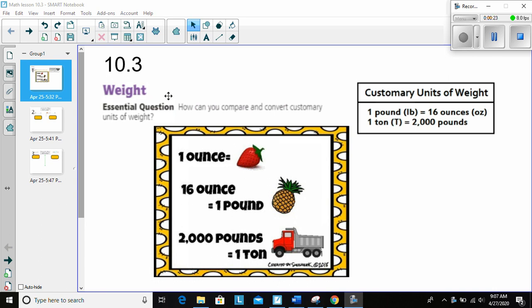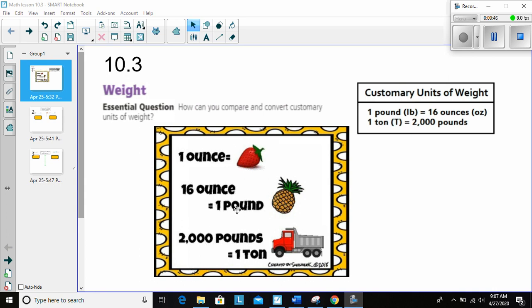Okay. The three units in the customary system are the ounce. 1 ounce is about how much a strawberry weighs. 16 ounces then makes it a pound. So 1 pound equals 16 ounces. That's about a pineapple. Okay.